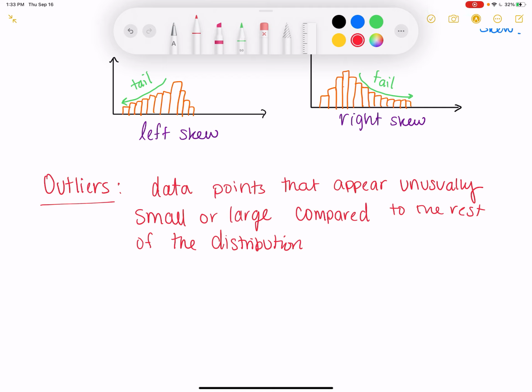They look funny, right? But no, you may not always see them. We'll talk about what are called fences, and if it's outside of the fences, then it is an outlier. Not all distributions have outliers. Some of them are cool.